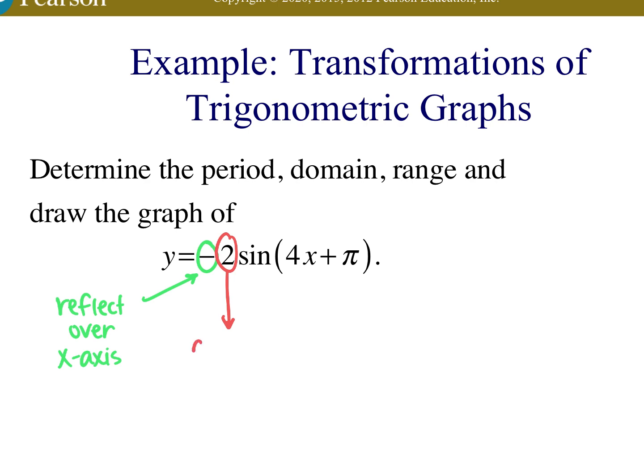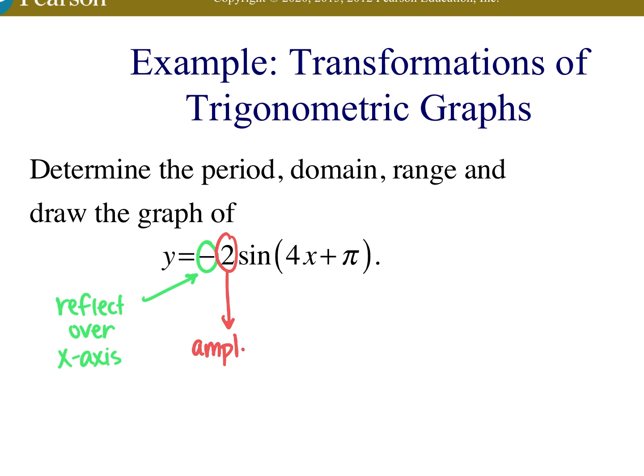Okay, what about the number 2? That is the amplitude. Now, a common misconception is for people to say that the amplitude is -2. The amplitude is not -2. The negative is the reflection part. The amplitude is the value of 2 because this graph will have its highest point at 2. Okay, that is the amplitude.